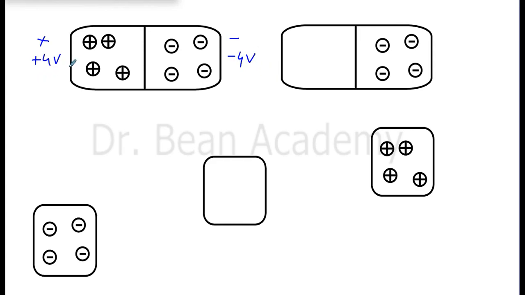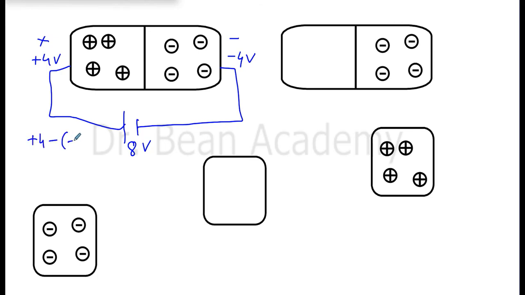So the potential difference would be between these two terminals. We always represent the positive side as a longer vertical bar, and the negative side with a short vertical bar. The potential difference is 8 volts, because plus 4, minus negative 4 volts, is equal to 8 volts. You see, the potential difference is 8 volts.